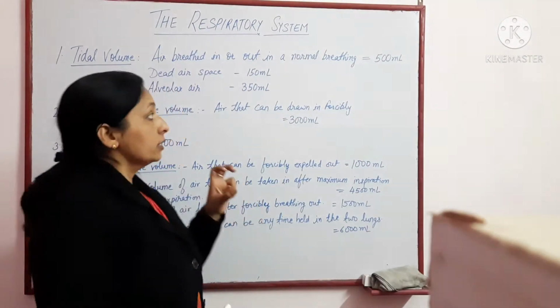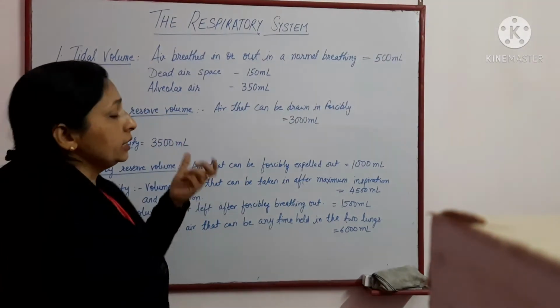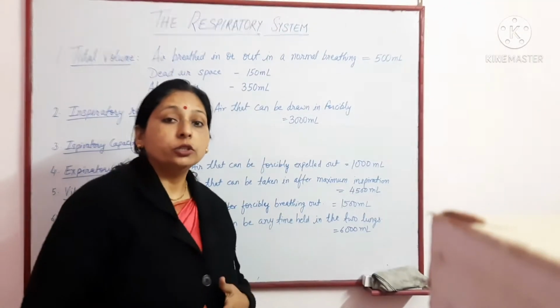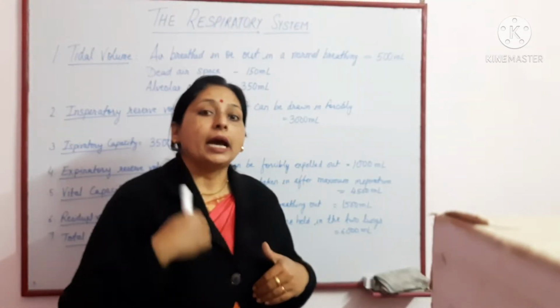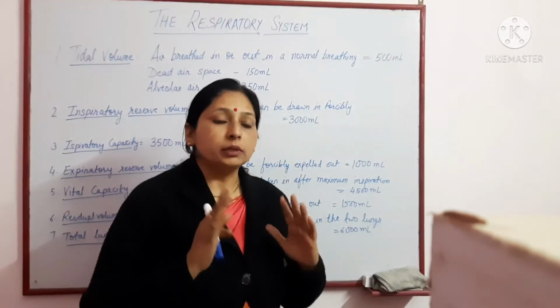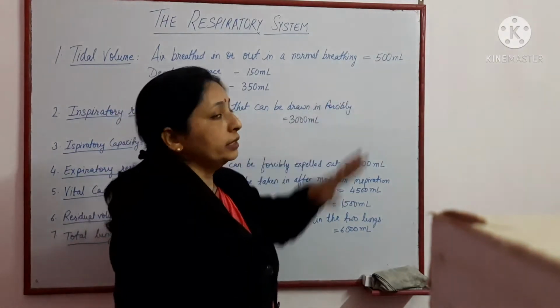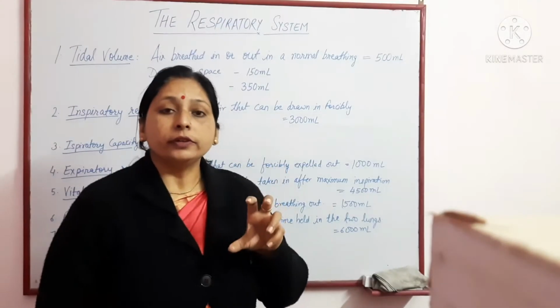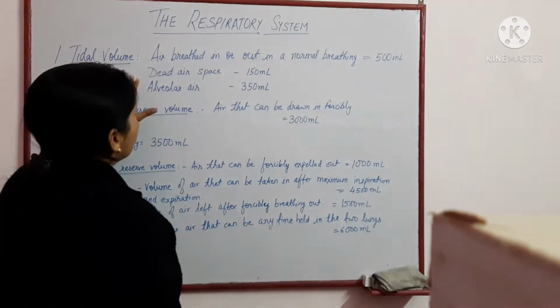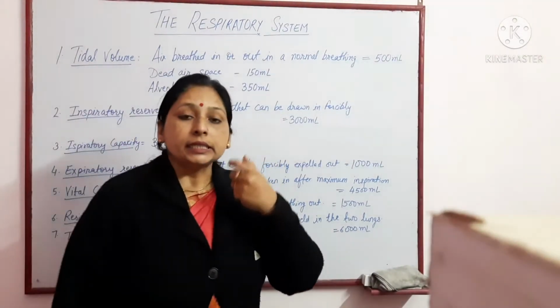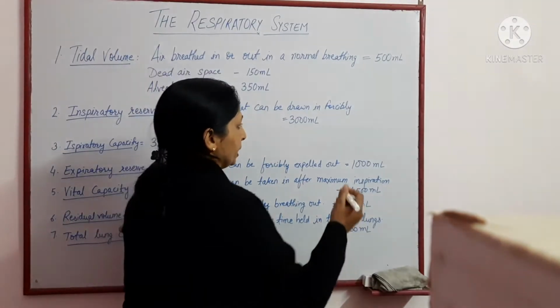Tidal volume is the amount of air breathed in or out during a normal breathing process. The amount of air taken in and released out during normal breathing is 500 milliliters. Some of the air is left in the dead air space.